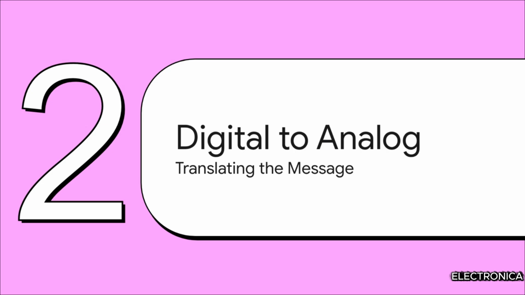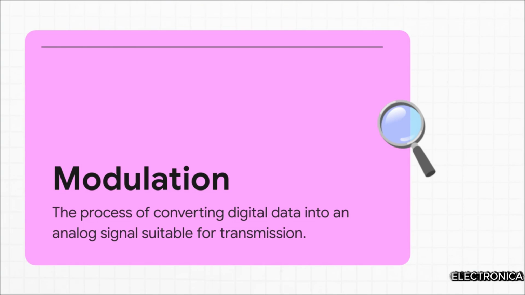They're two different languages. And the solution to this translation problem is a process called modulation. You could think of it as the art of taking that sharp, blocky digital information and cleverly encoding it onto a smooth analog wave, a wave that can actually survive the long trip ahead.